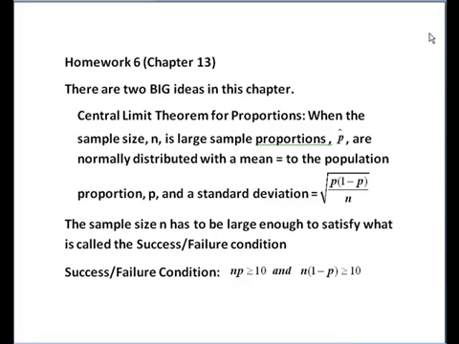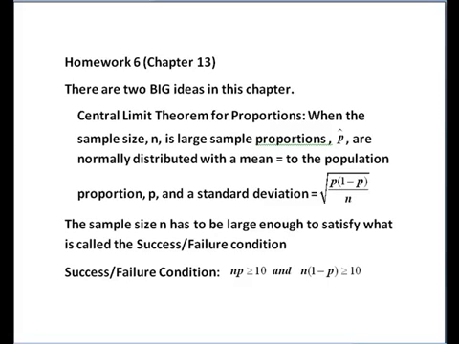This video is a discussion of the concepts involved in Chapter 13, which is the sampling distribution of a proportion and a mean, and also a discussion of Homework 6. There are two big ideas in this chapter. They are the central limit theorem for proportions and the central limit theorem for means.